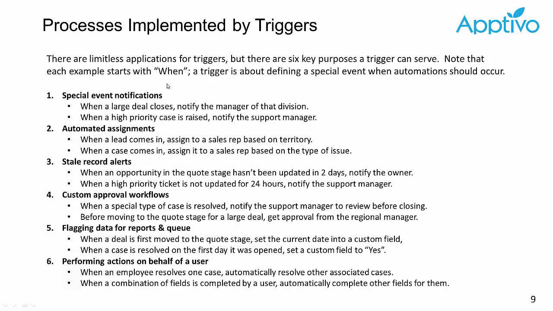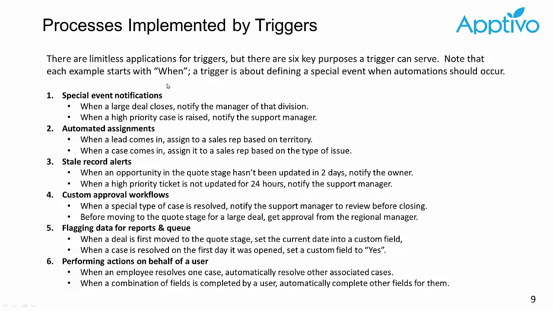So you've got that, and then stale record alerts. These are another really common, generic thing that people can implement. So right here, we've got the 2 examples of if the opportunity hasn't been updated, notify the owner of it, or if a high priority ticket has not been updated, but really you can notify anybody.